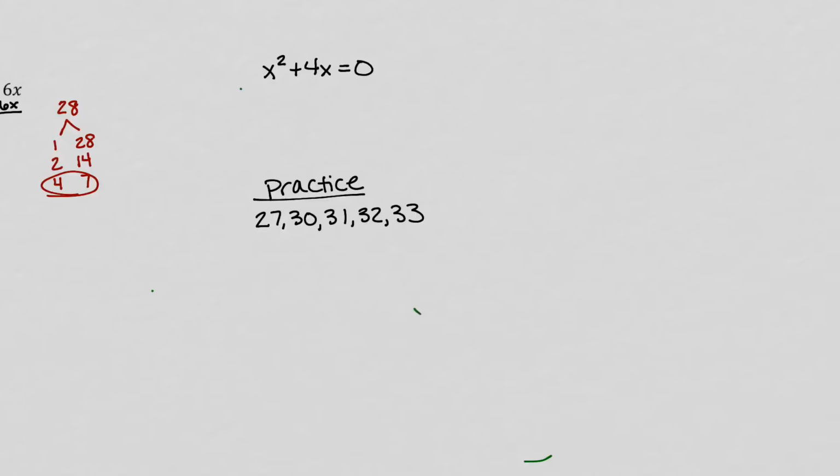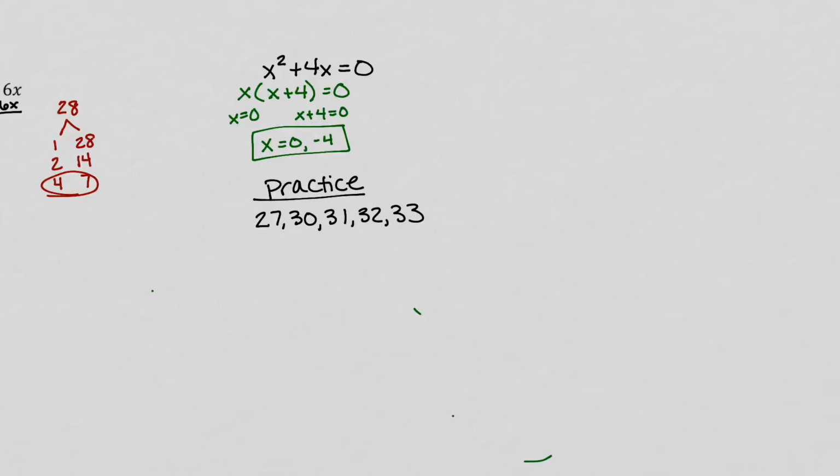We can factor out an x, so I know x comes out of both of those, which means this x has to equal 0, and x plus 4 equals 0. So my answers would be 0 and negative 4.